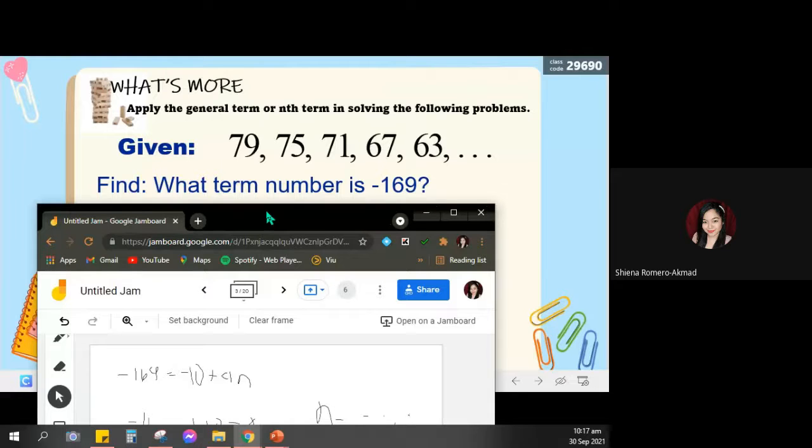Ma'am, pwede sagot na lang. Ang hirap kasi mag-draw. Pwede naman. Pero maganda yung nakikita yung solution.